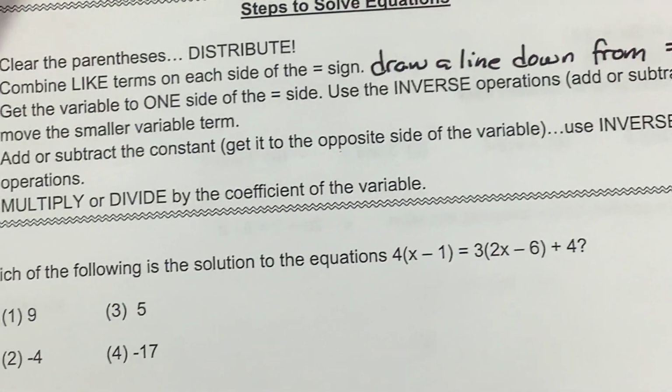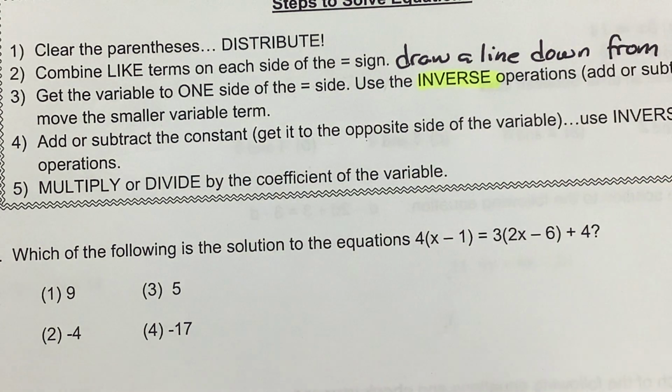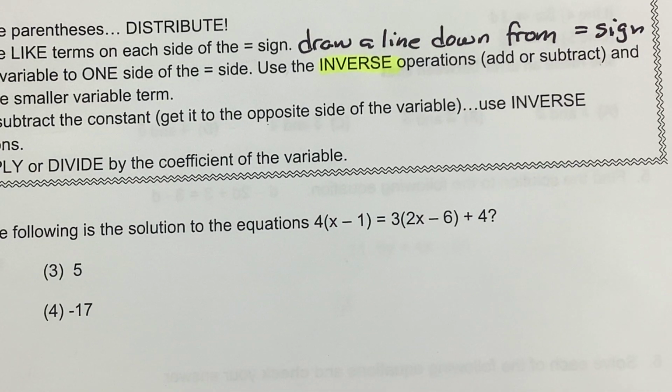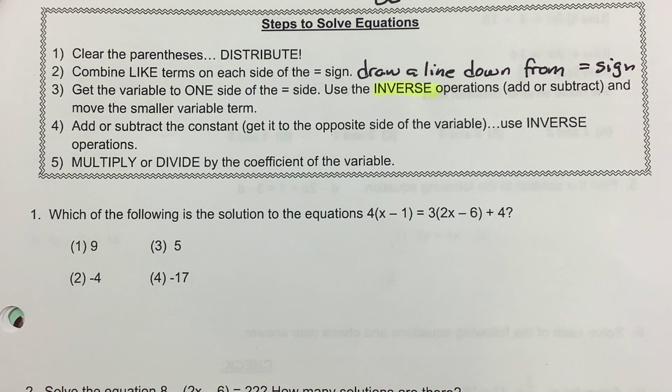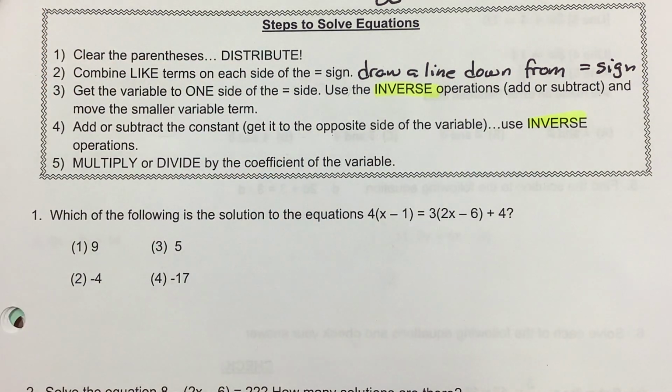All right, the next thing is to get all the variables on one side of the equal sign. Use inverse operations like adding or subtracting and move the smaller variable term. Now, you don't have to move the smaller variable term, but it does make it easier in the end to divide by a positive number. You can add or subtract the constant to get it to the opposite side. Again, we are going to use inverse operations and multiply or divide by the coefficient of the variable, inverse operations.